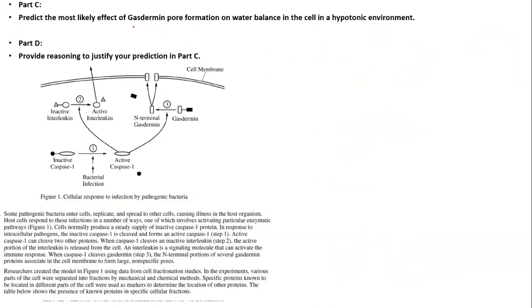Predict the most likely effect of gasdermin pore formation on water balance in a cell in a hypotonic environment. Okay, so remember, hypotonic environment means that the cell is going to get fat like a hippo. Really cheesy but simple way to remember it. So in this hypotonic state, if the pore is open, water is going to want to rush in. So I will state for this one that water moves in.